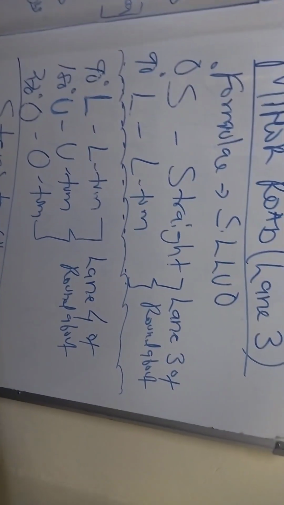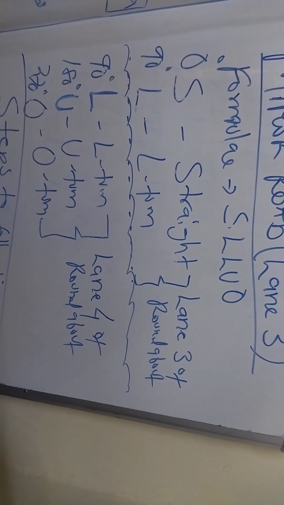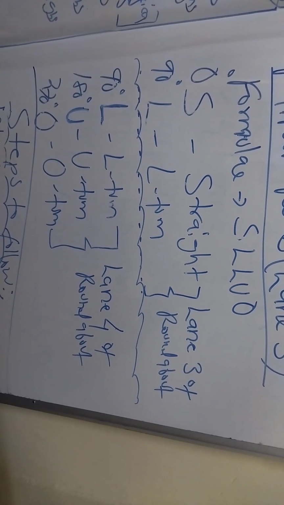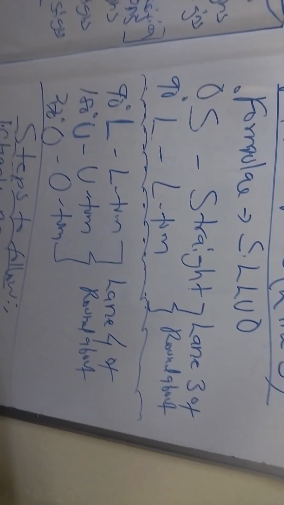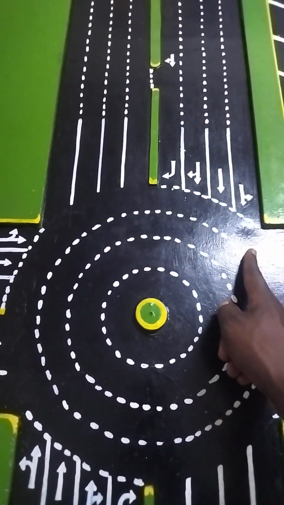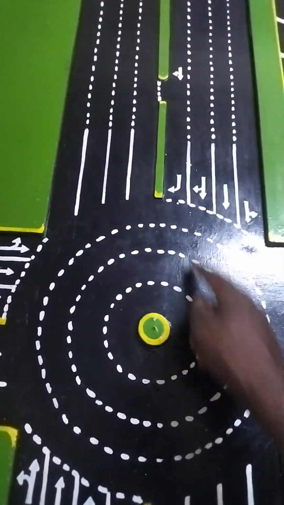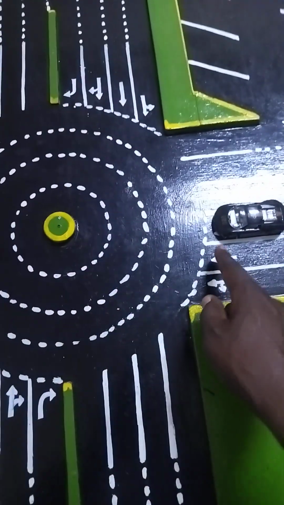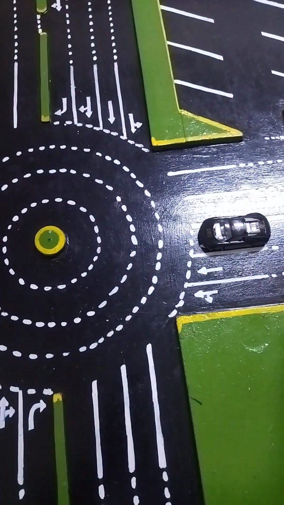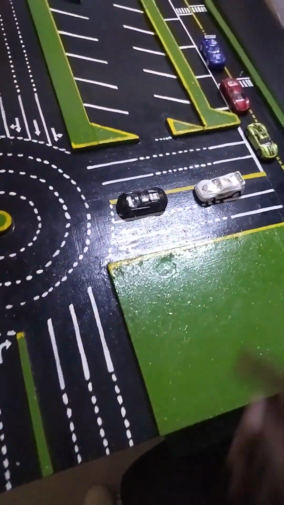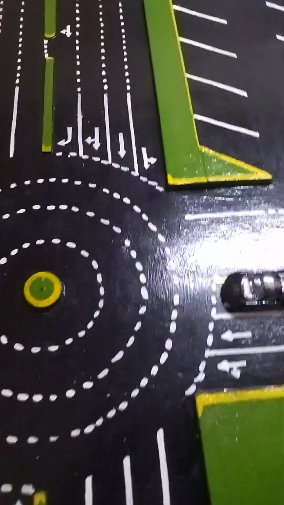From our formula, the S and L use lane 3 of the roundabout. The first two options use lane 3 of the roundabout, and the 3 remaining options will use lane 4 of the roundabout. Okay? So again, just to remind us, lane 1 uses lane 1 of the roundabout, major road. Lane 2, lane 2, lane 3, lane 3, and lane 4, lane 4. In minor road, lane 1 uses lane 1, lane 2, lane 2. This is the only lane that is allowed to use both lane 3 and lane 4 of the roundabout. Okay?